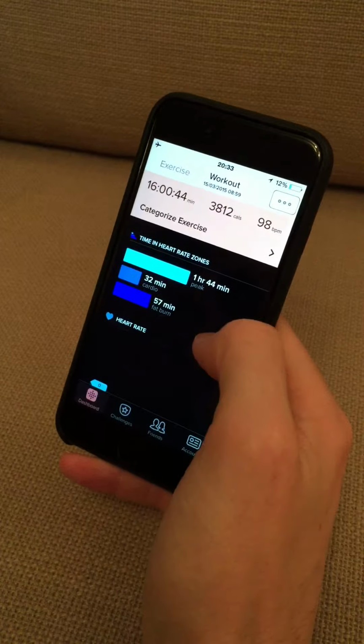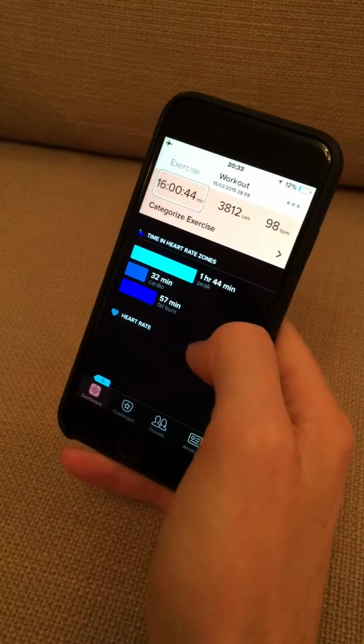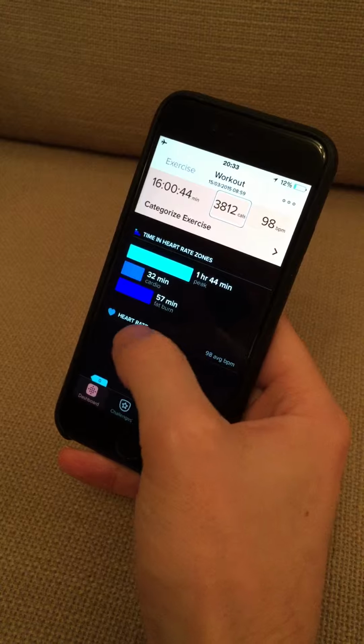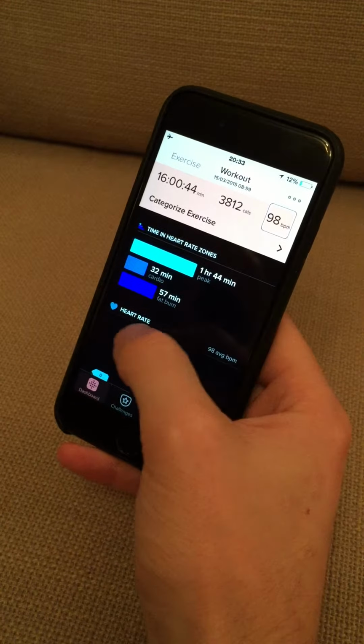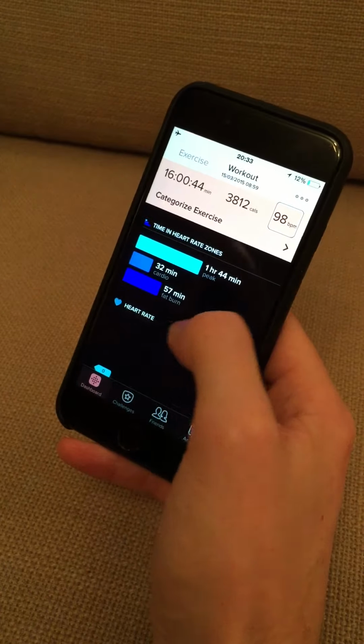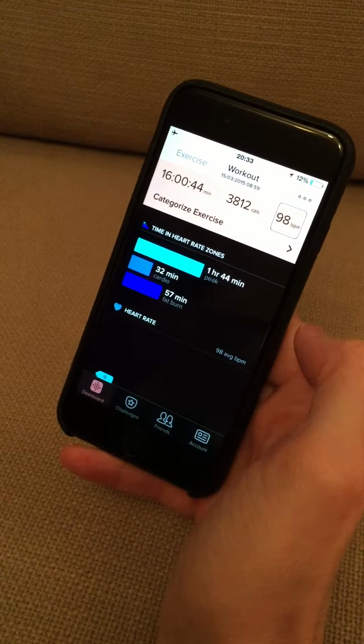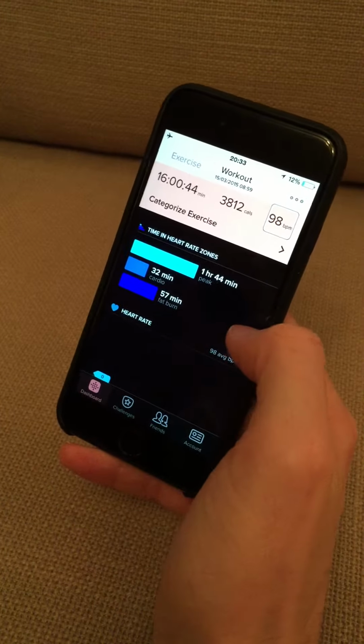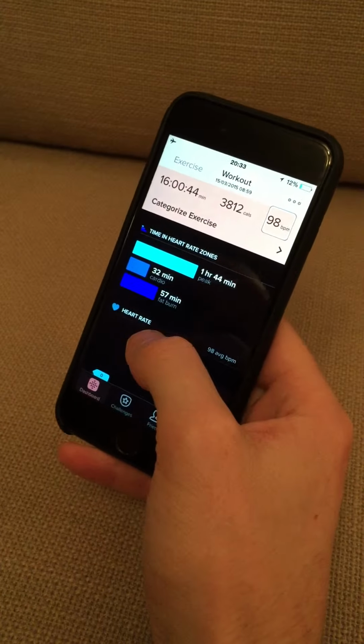Workout. More dots. Button. 15/03/2015. 3,812 cals. 98 BPM. Categorize exercise. It's difficult to understand what the information is saying. 98 BPM, is that the average BPM? I assume so, but it being that low.